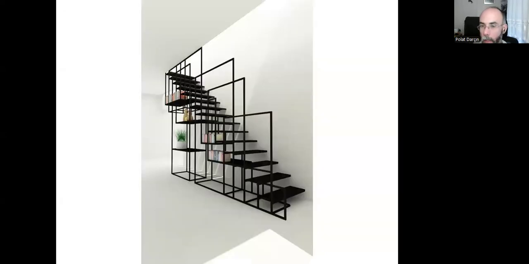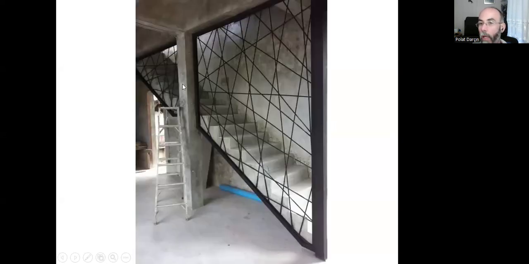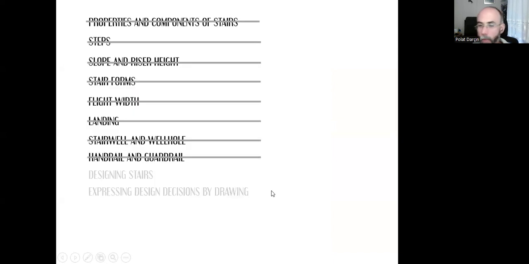So that's an example. Or we can create surfaces. This is not a handrail, this is not a guardrail, and it can have different functions like these bookshelves or shelves, or we can close that whole surface so there's no risk of falling down. Lots of different examples.